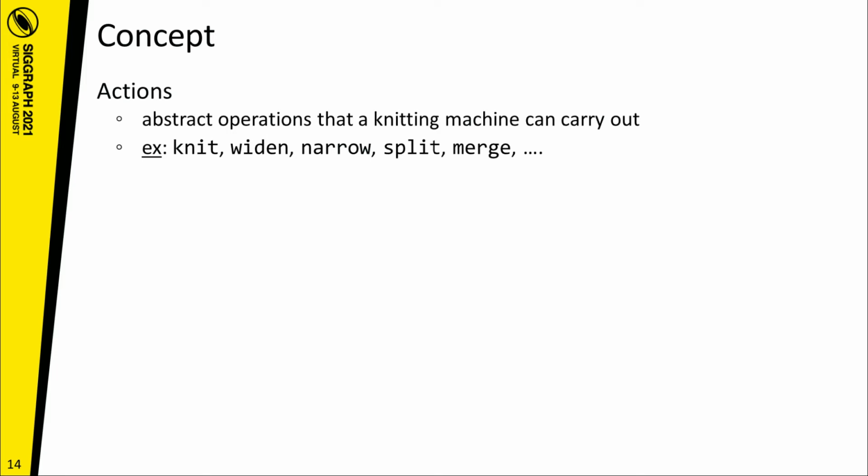Before presenting our instruction generation algorithm, we introduce some terminology and concepts. We define actions as abstract operations that a knitting machine can do. For example, a knit action would be the act of knitting a single course. A split action would be the act of splitting one branch into two.